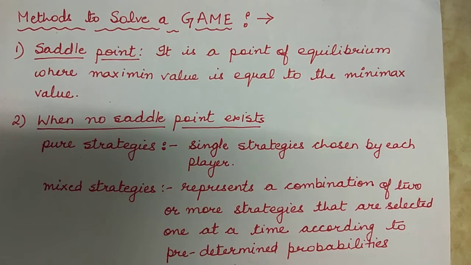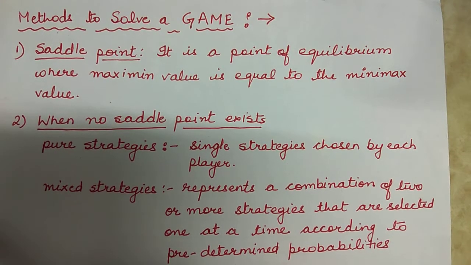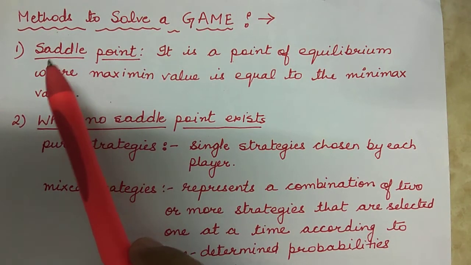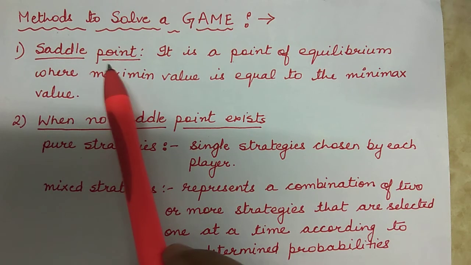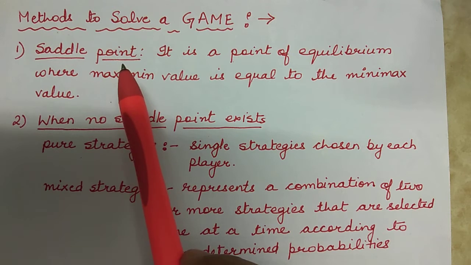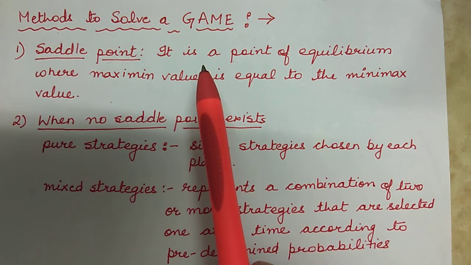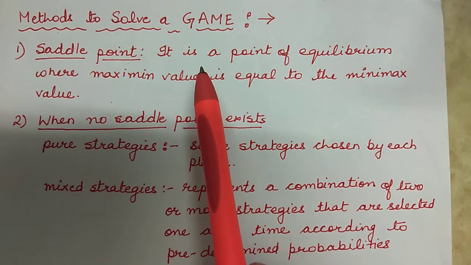In the previous class, I told you how to solve a game using the saddle point method. Well, there are 4 ways to solve a particular game, and the first step is to identify whether a saddle point exists in the game or not. This is your first step. So if there exists a saddle point, then the game is solved. We get the value of the game and the strategy which is played by player A as well as B. So that is the easiest way of finding a solution to the game.